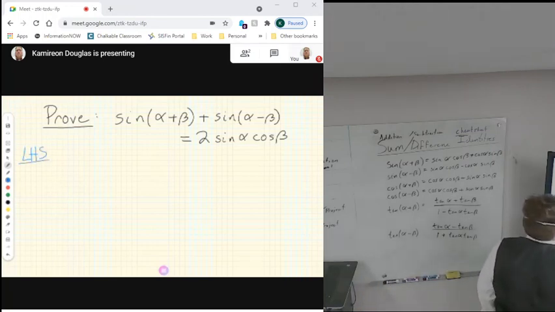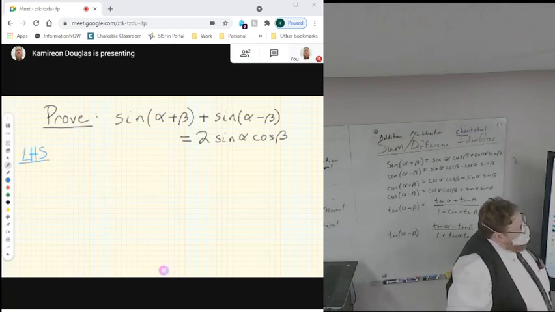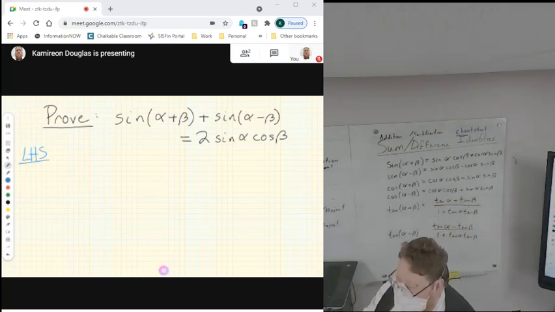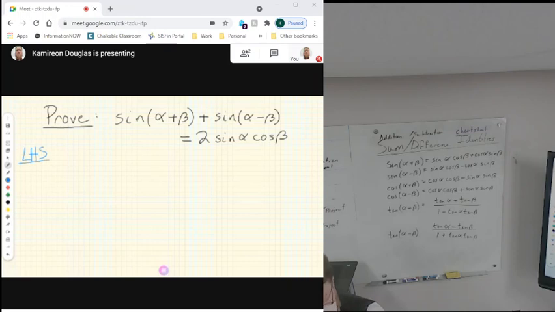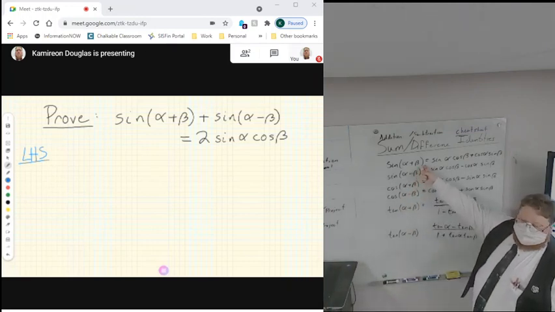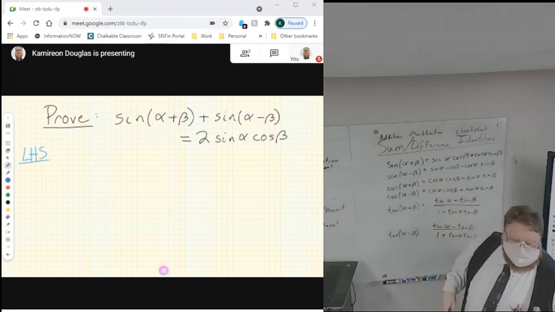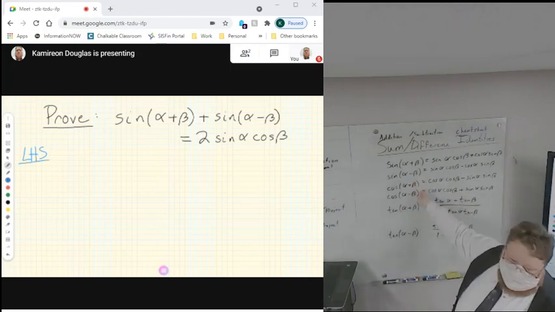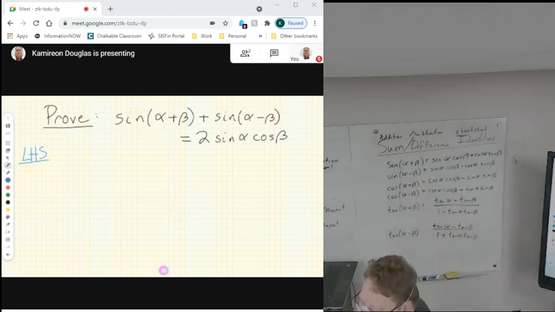Because it's pretty much the same thing. Yeah, it's got a lot of components that are pretty similar. And we have new formulas that we talked about that make an obvious first step, right? I have sine of alpha plus beta. Well, I know what that is. It's right here. I have sine of alpha minus beta. I know what that is. It's right there. So that much should help.